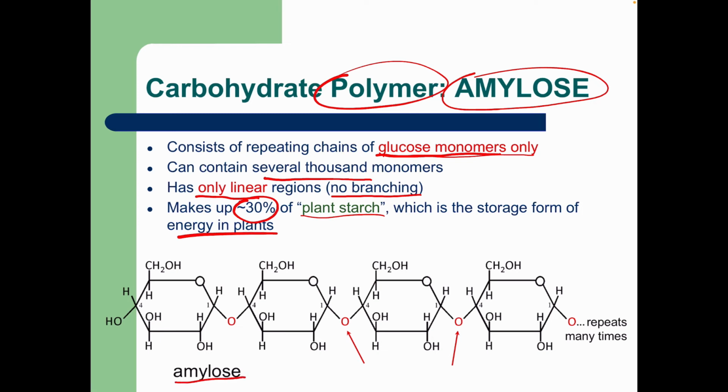So here we have our amylose molecule. You see all our bonds. This repeats many times, up to 1,000. So we can see our glucose repeating.